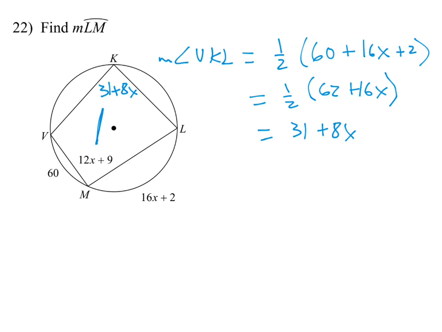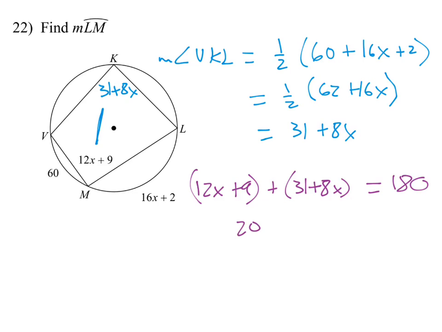And then these two guys are supplementary. If you add them together, you get 180. And so that's what my new equation is going to be. And then I'll use the setup. So I got 12x plus 9 plus 31 plus 8x. Is going to equal 180. I'm going to go through and solve this equation. 12x and 8x make 20x. 9 and 31 makes 40. And then we got equals 180.